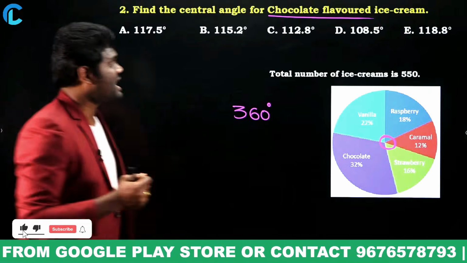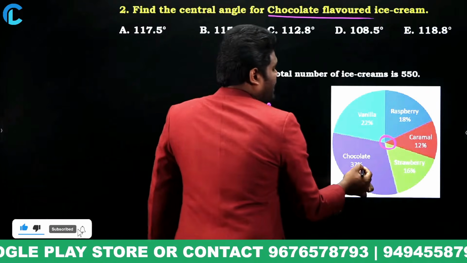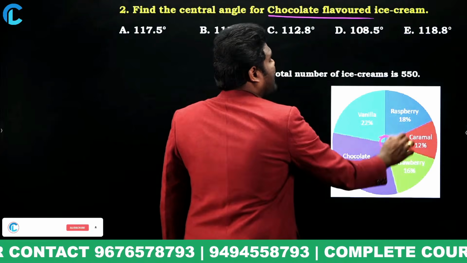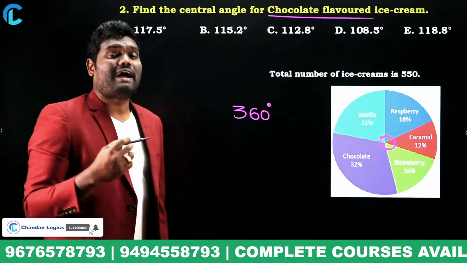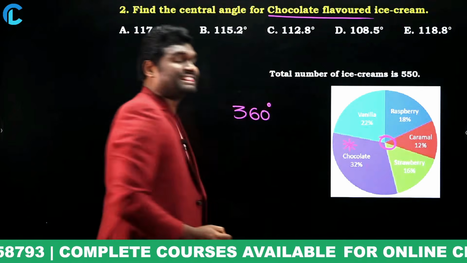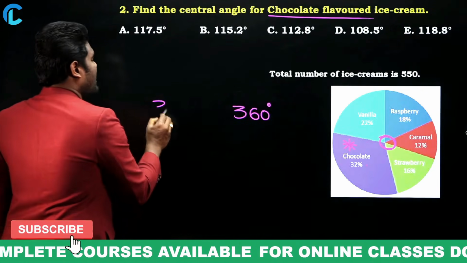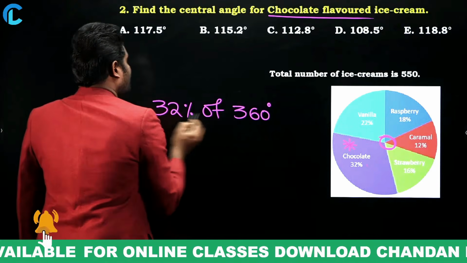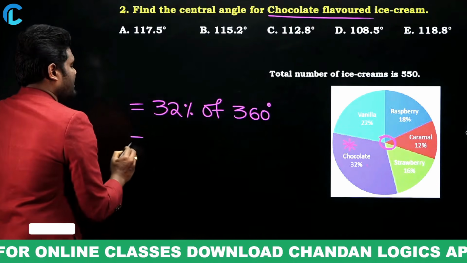But what is the question asking? The question is asking about chocolate flavor. Out of the total 360 degrees, this total is nothing but 100%. Out of 100%, chocolate flavor is how much percent? Chocolate flavor is only 32%. So we need to calculate 32% of 360 degrees.